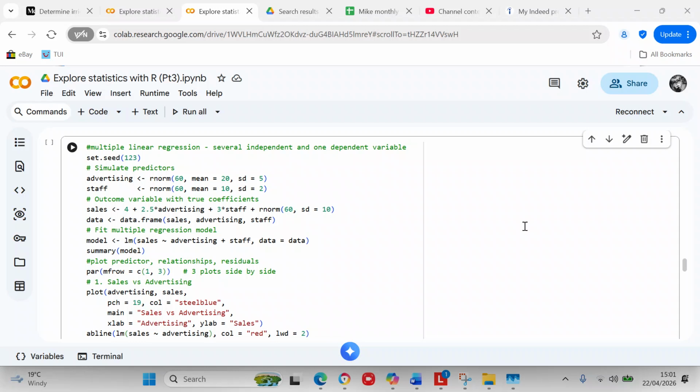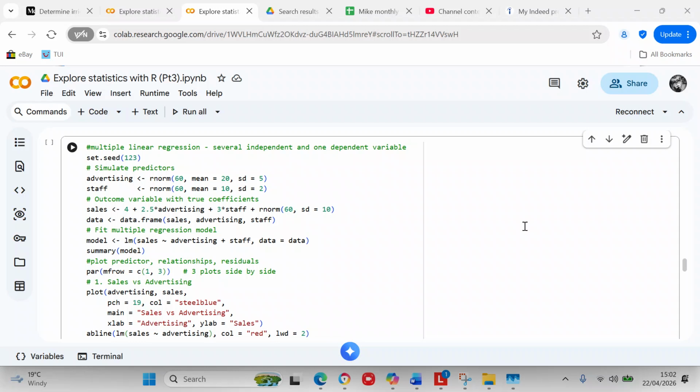And then we're going to simulate our predictors. So advertising is going to be our norm. That's a randomly sampled normal distribution with 60 samples, a mean of 20, and a standard deviation of 5. And the staff is going to be our norm with 60 samples, a mean of 10, and a standard deviation of 2. And now we're going to calculate the outcome variable with true coefficients.